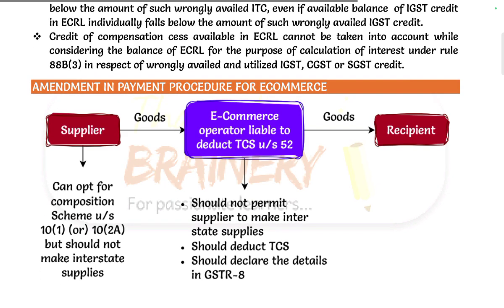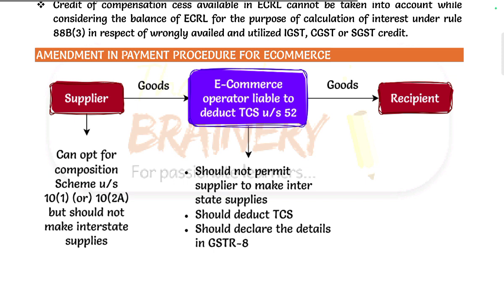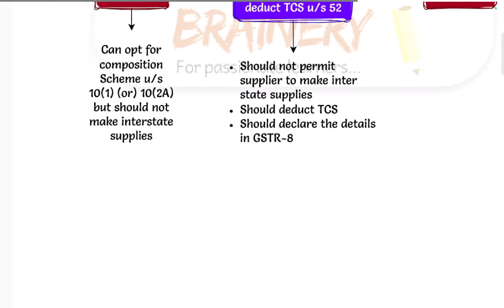Amendment in payment of IGST: a supplier can opt for the composition scheme under section 10(1) and 10(2A) but should not make interstate supplies. E-commerce operators are liable to deduct TCS under section 52, should not permit suppliers to make any interstate supply, shall deduct TCS, and should declare the details of the IGST rate. Goods recipient.